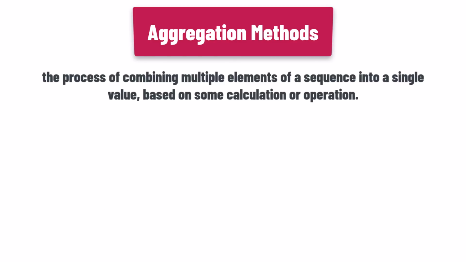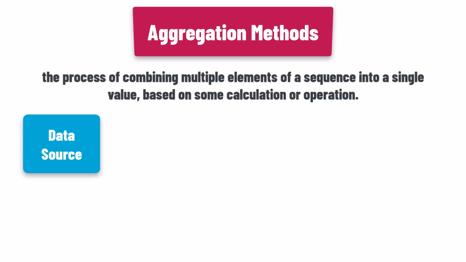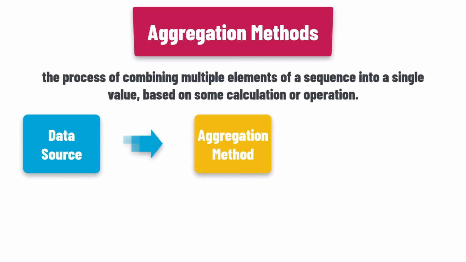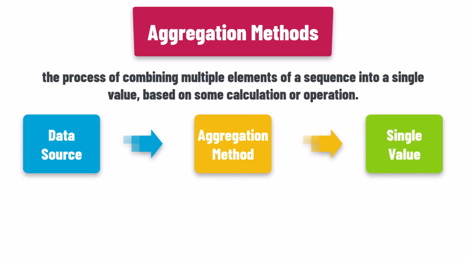In summary, we have a data source consisting of different elements. We set an aggregation method to calculate a specific value. As a result, we get a single value, which is the result of the aggregation operation. This is what aggregation means.